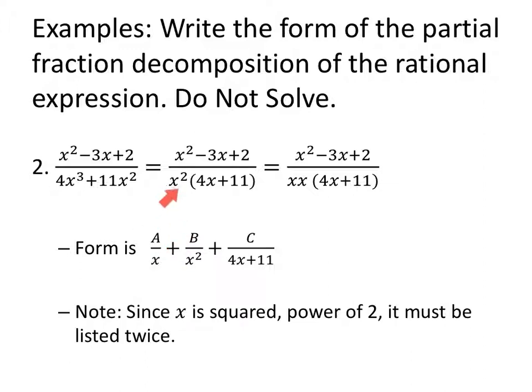All right? x happens twice in our denominator, so I need two fractions for the x, first power and second power. The 4x plus 11 will also get its own fraction with C over 4x plus 11. Since x is squared, power of 2, it has to be listed twice, in both powers.